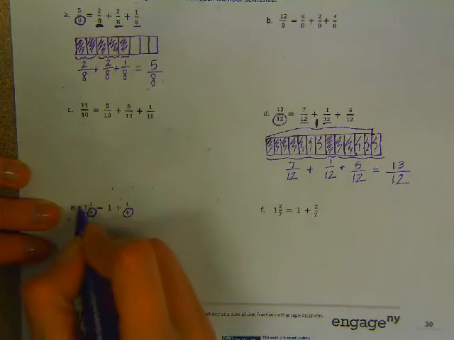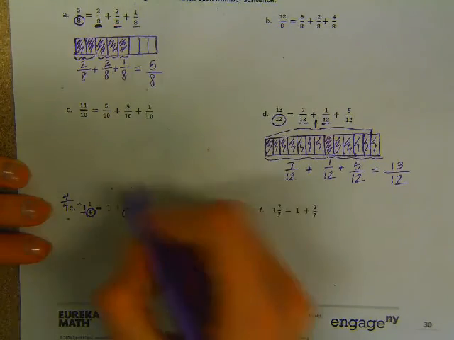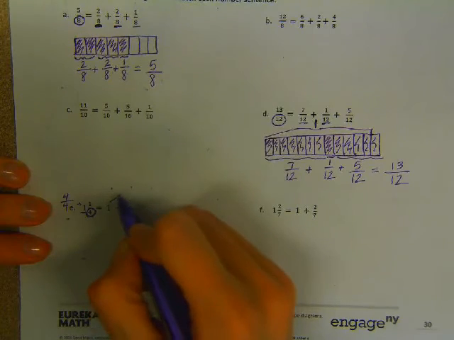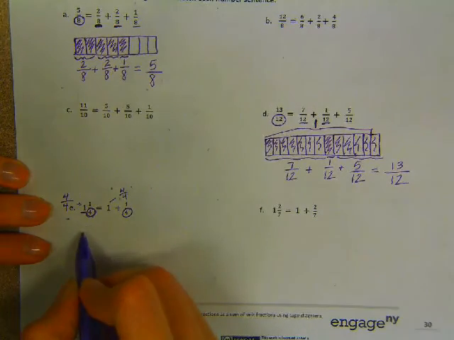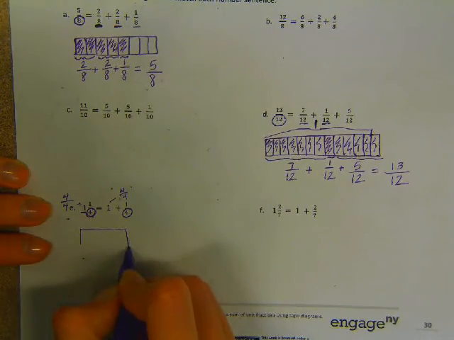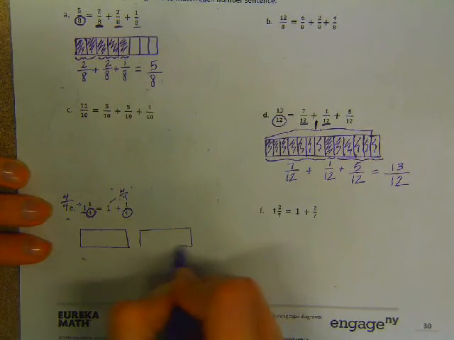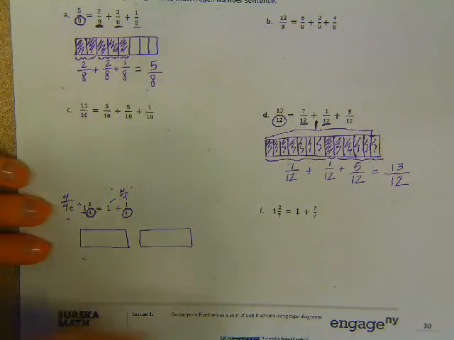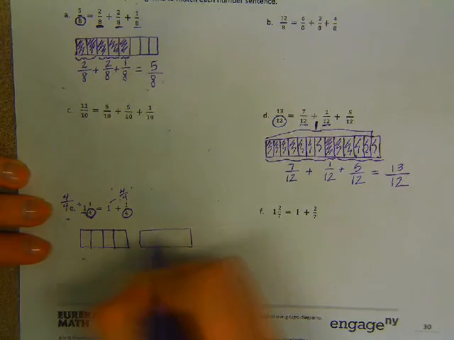So I know that in this case, 1 also equals 4/4. And over here, 1 equals 4/4. So if I draw this rectangle, I know that I need to draw 2 rectangles because my fraction is greater than 1 whole. I'm going to split each fraction into fourths. So I draw 3 lines.